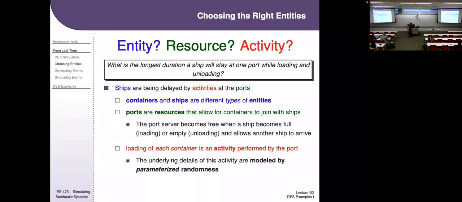So if I'm going to break those down, I can say, well, ships seem to be our entities, maybe the containers too. Ports, so docks, those are the resources that allow the containers to join with the ships, and the loading of the container is an activity performed by the port. So we can imagine a ship loads up to a port, and we know that every ship is roughly a certain size. Maybe that's an attribute of the ship. So for every size of the ship, we can say it's going to take this distribution of time to load it all up. And so we can say that's the time it takes to use a port. And once the ship's all loaded, it gets to leave the port and a new ship comes in. So we can model that.